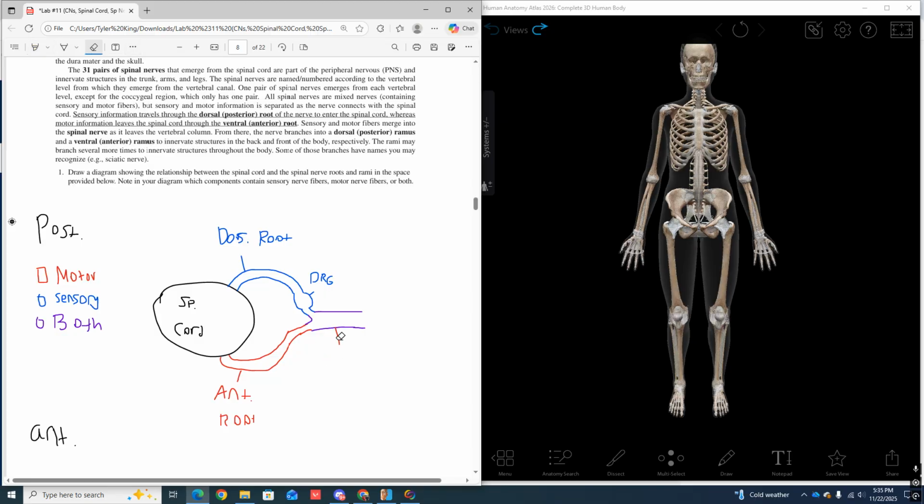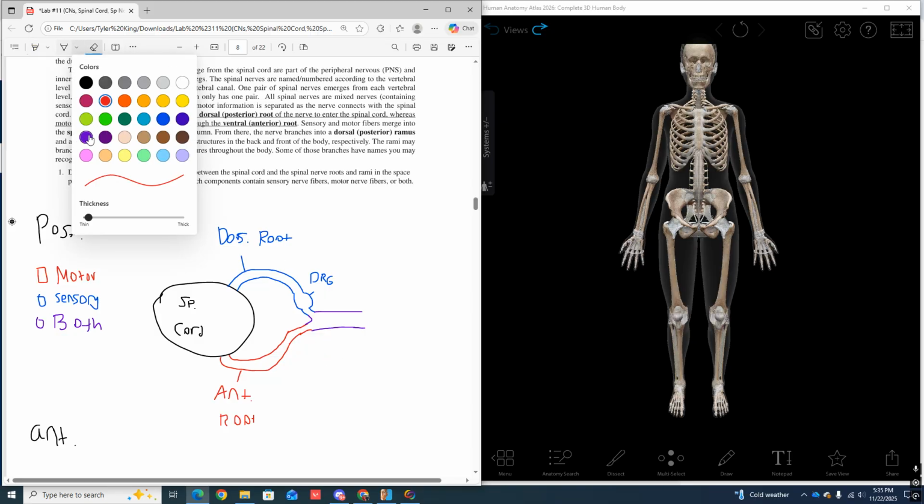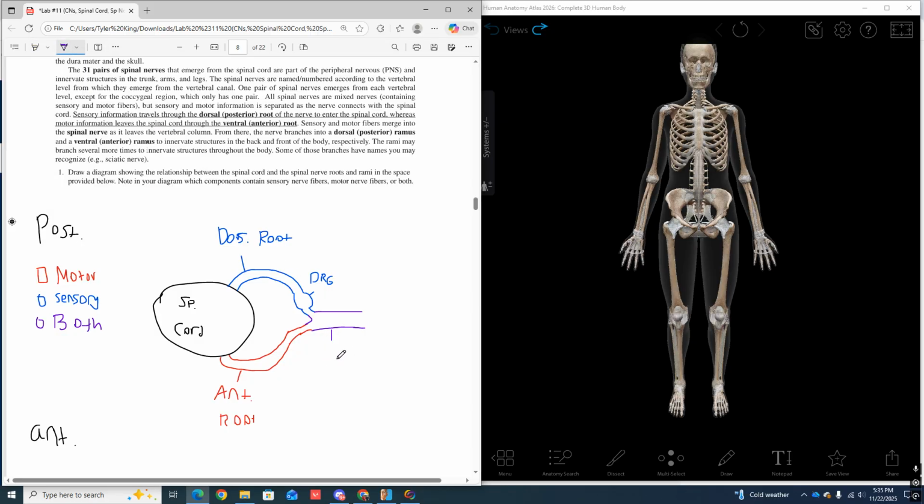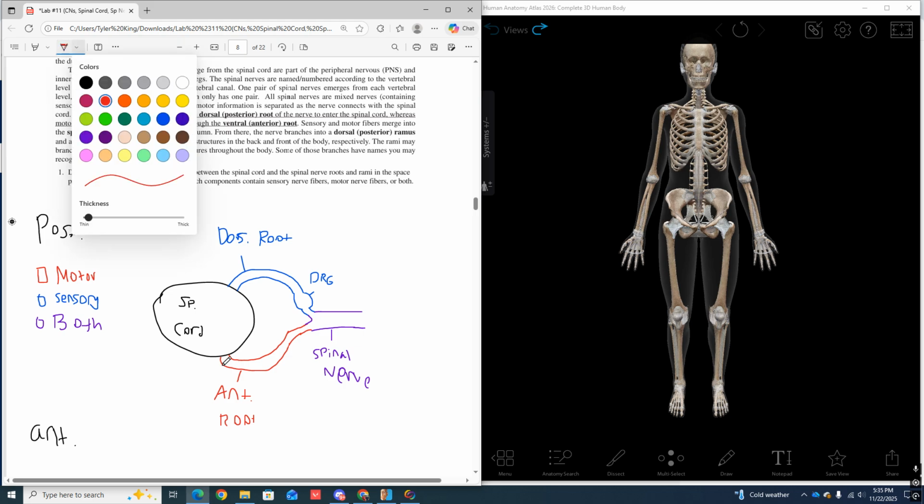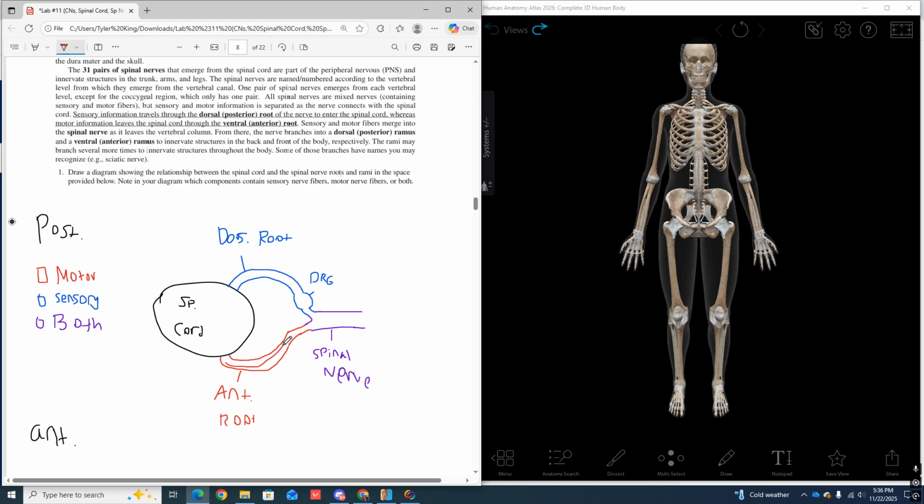Eraser. Right there. And when they contain both sensory and motor information, they are going to be called a spinal nerve. The way that it works is that motor information is coming away from the spinal cord, so it's going out to the rest of the body. So that stuff is moving in this direction here, like that.